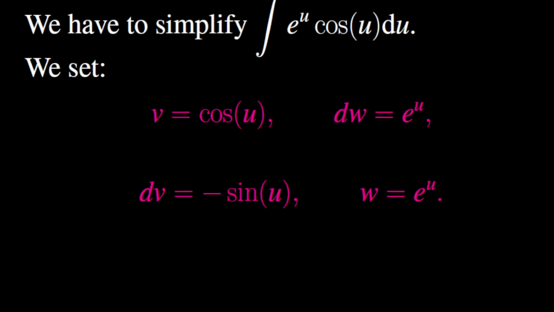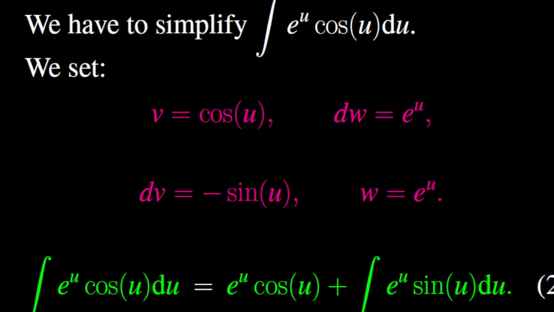We see that we still have to simplify the integral of exponential of u times cosine of u du. As a matter of fact, we will still use integration by parts to simplify this integral. Once more, we set v equal to cosine of u and dw equal to exponential of u. Thus, dv is equal to negative sine of u and w is equal to exponential of u. It follows that the integral of exponential of u times cosine of u du is then equal to exponential of u times cosine of u plus the integral of exponential of u times sine of u du.